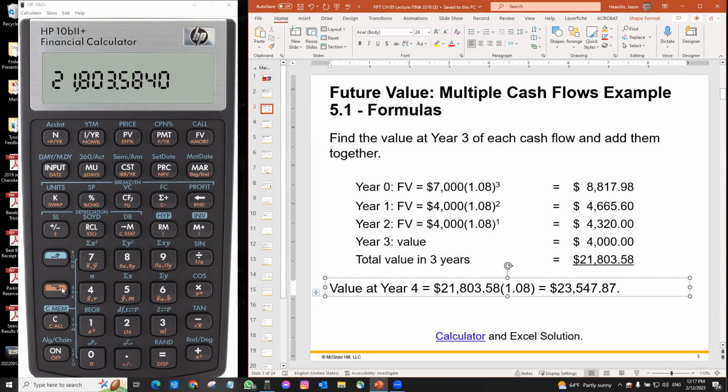I'm going to go ahead and go from the top. I'm going to clear it all. It's still 1 payment a year, 1 compounding a year. Now, because we're going from year 3 to year 4, I'm just going to put 1 in the end. It's still the same 8% that is going to compound yearly, the rate. But now the present value is going to be that $21,803.58.